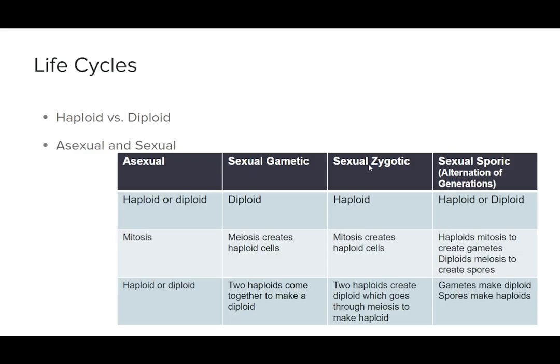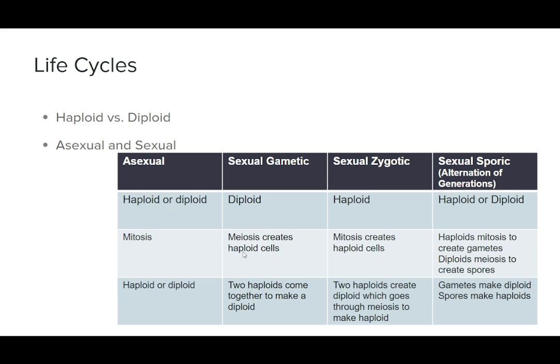Anyways, so we have haploid and diploid cells. Haploid cells only contain one set of chromosomes, and diploid cells have two. And then we're going to talk about how they reproduce.